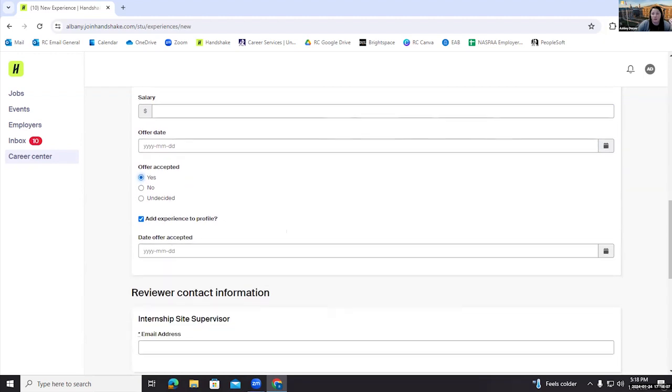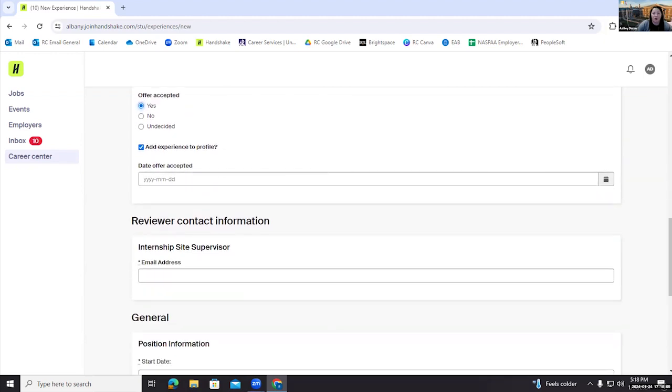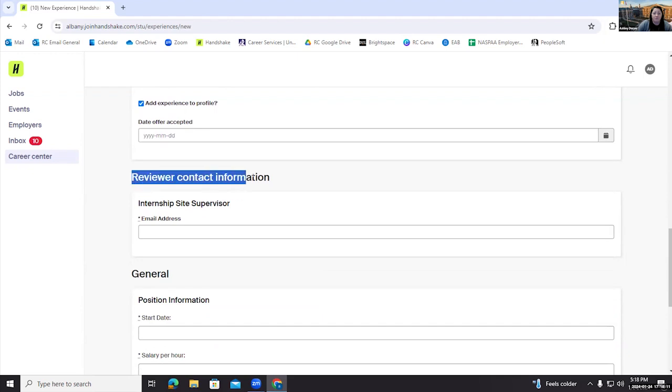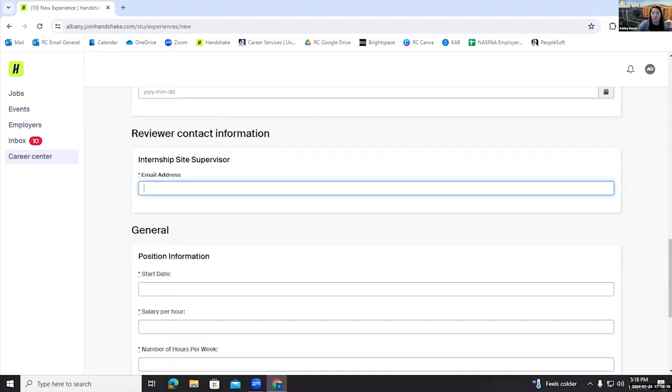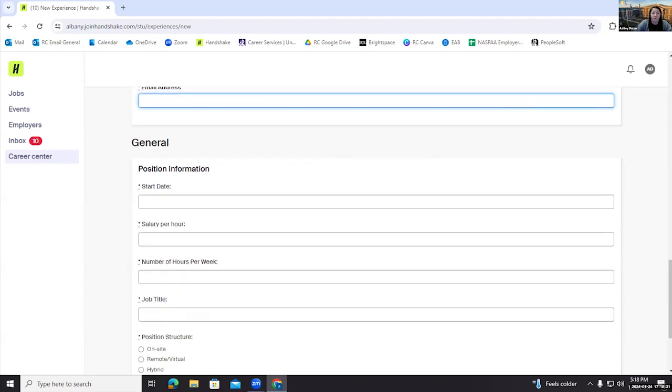Again, there's some redundancy in this form, but just be as detailed as possible. This part is very important, like the contact information for the internship site supervisor, because they're going to be involved in this process, like I said. So you want to include their email address. On the second page of the form will be more questions regarding the internship site supervisor contact information and details, their name, their job title, their phone, their email, etc. will all be on that second portion of the form.